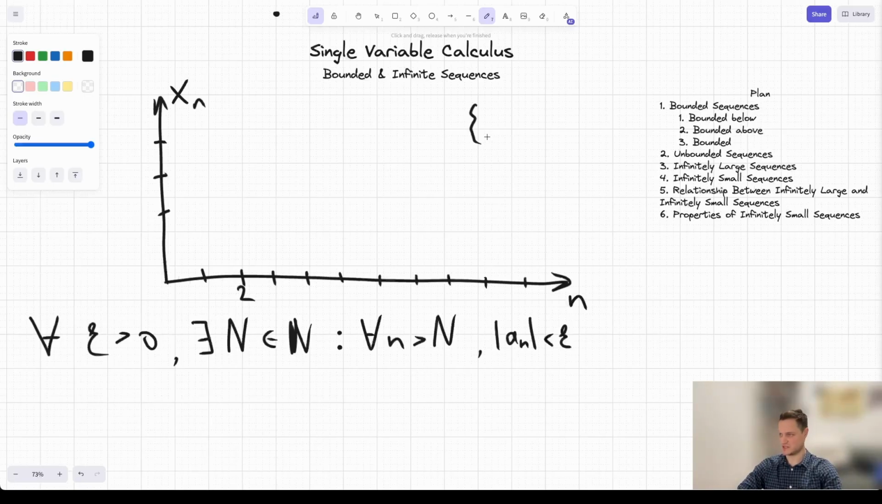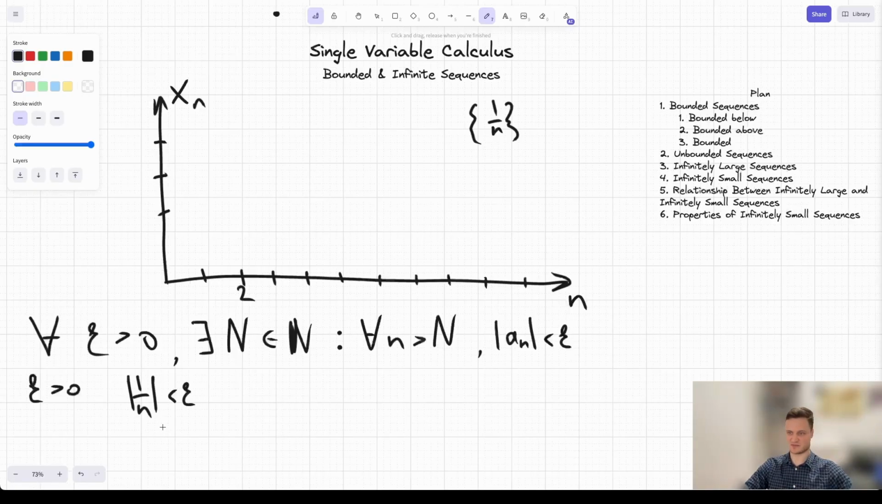Now let's prove that the sequence 1 over n is infinitely small using the definition we just gave. We need to find a suitable N. We need to show that for any positive number epsilon, there is a point N such that for all n greater than N, the absolute value of 1 over n will be less than epsilon. So let epsilon be any positive number as always, and let's consider the inequality 1 over n less than epsilon.